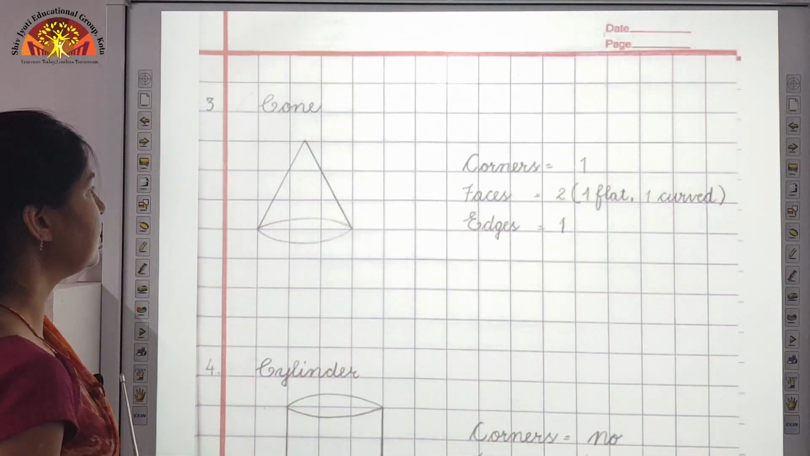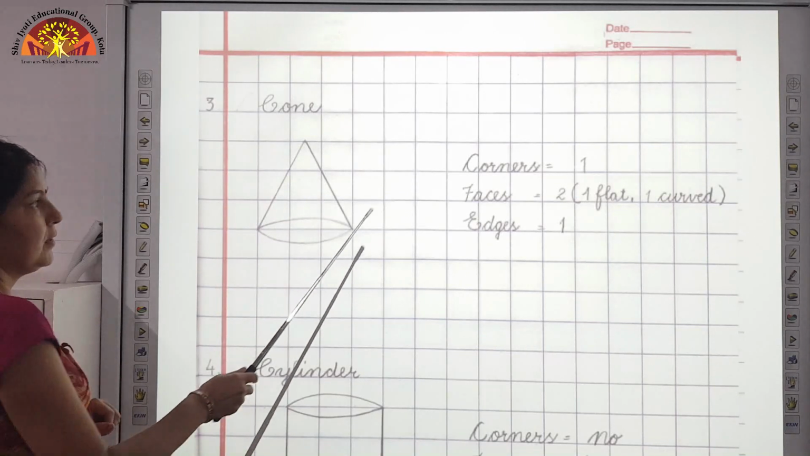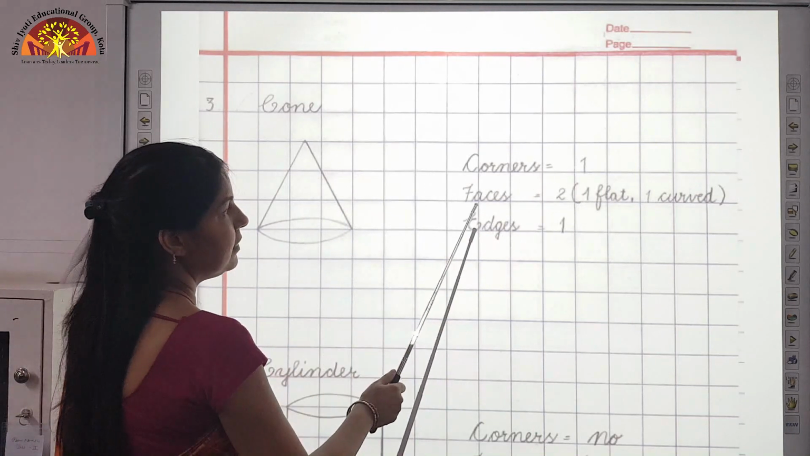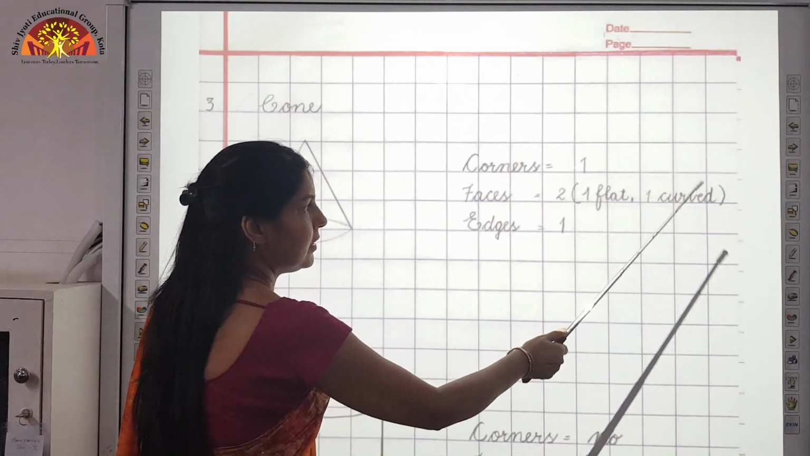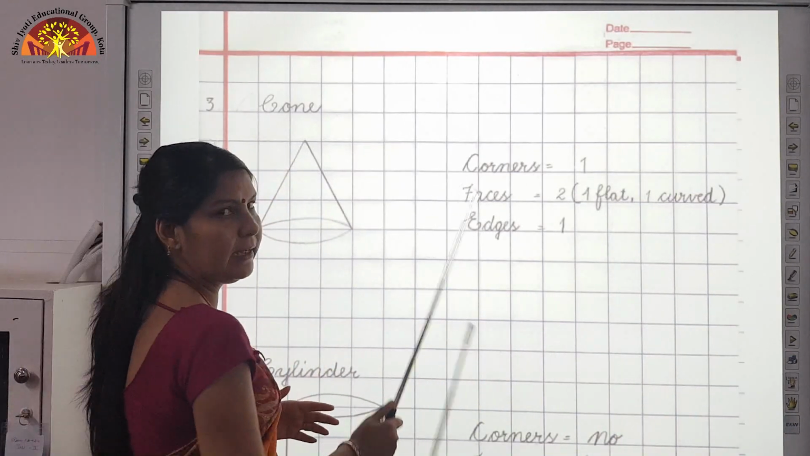Now children, this is a picture of cone. This is cone shape. How many corners can you see here? Corner 1. It has 2 faces, 1 flat face and 1 curved face. Now how many edges does it have? It has only 1 edge.